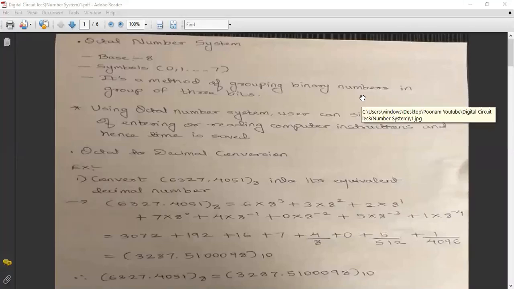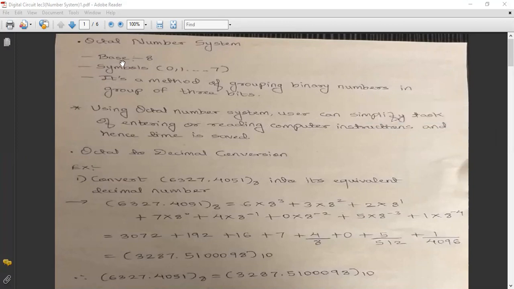In the previous session, we have seen two kinds of number system, that is binary number system and decimal number system. So let us begin with the two more number systems, that is octal number system and hexadecimal number system today. So let us first start with the octal number system.